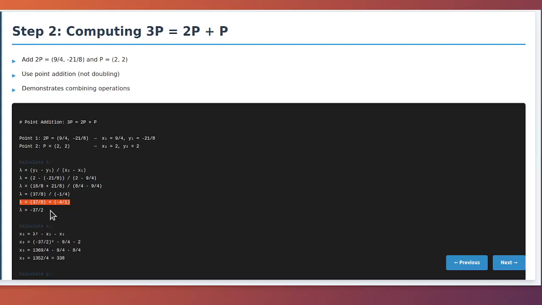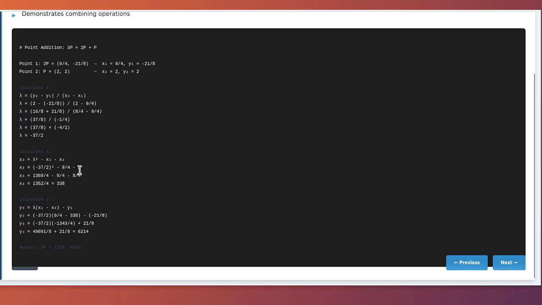Second, compute x3. x3 equals lambda squared minus x1 minus x2. Substituting the values, this calculation becomes (negative 37/2) squared, minus 9/4, minus 2. We then find that (negative 37/2) squared equals 1369/4.